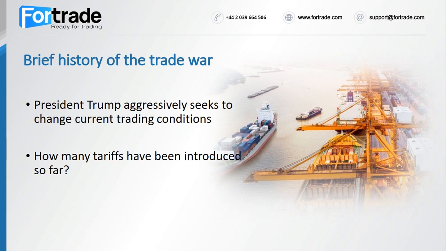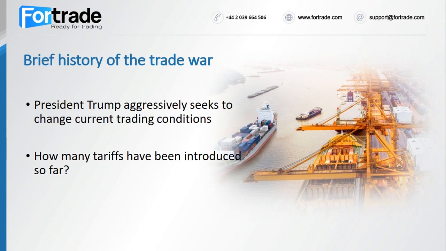President Trump was elected on a platform of America First, and one of his campaign promises was to reverse what he saw was the unfair trading position of the US against its partners. For years, China has been accused of benefiting from the current trading conditions, stealing US intellectual property and taking American jobs.